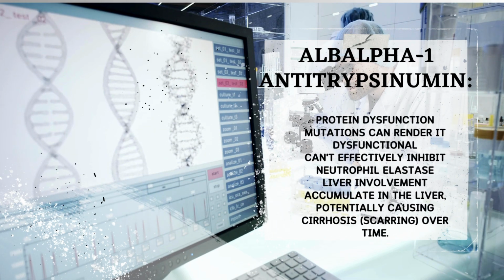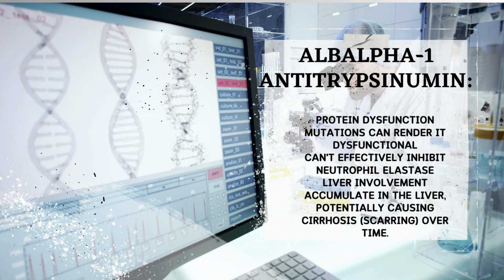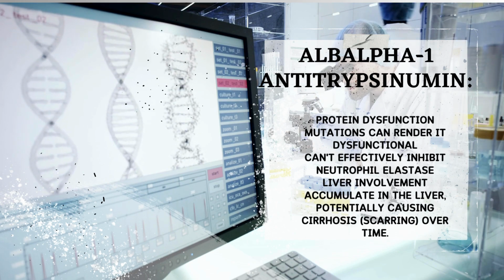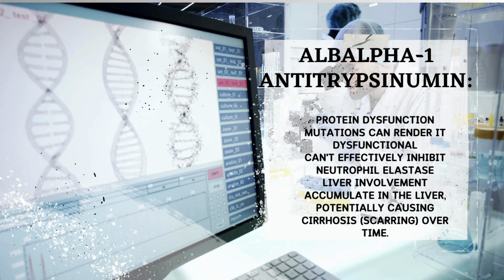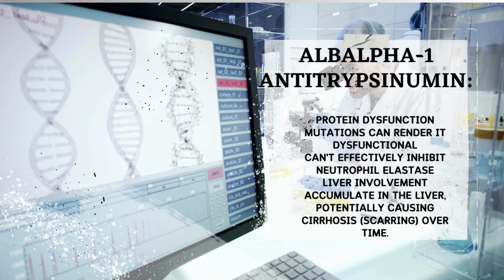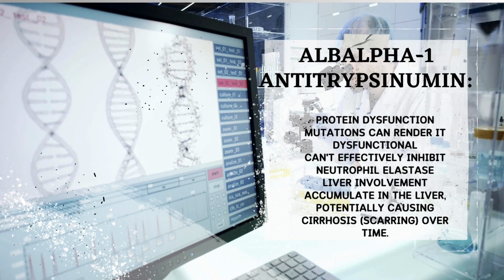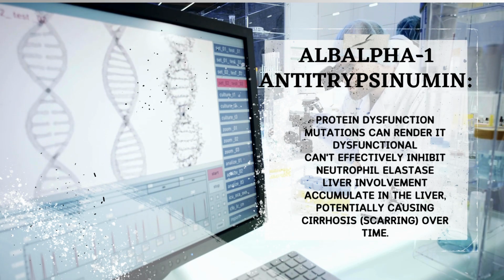Protein dysfunction: even if alpha-1 antitrypsin is produced, mutations can render it dysfunctional. This means it can't effectively inhibit neutrophil elastase, still leading to lung injury. Liver involvement: in some cases, the abnormal protein can accumulate in the liver, potentially causing cirrhosis, scarring, over time.